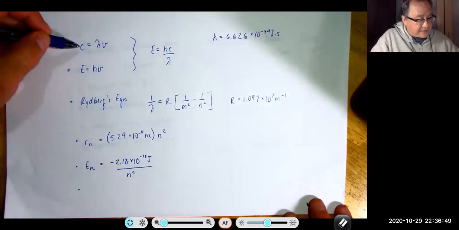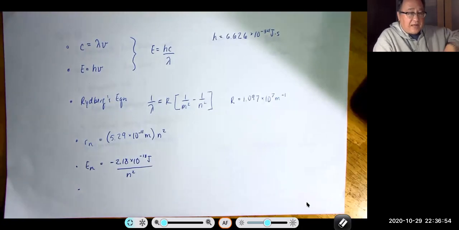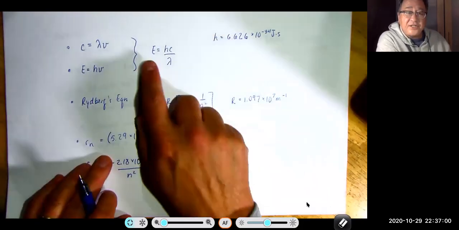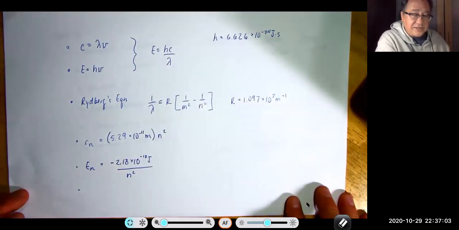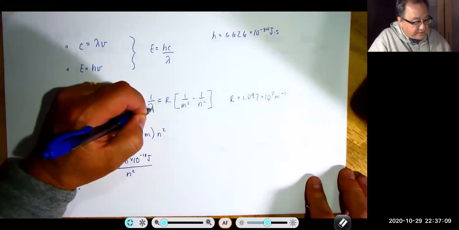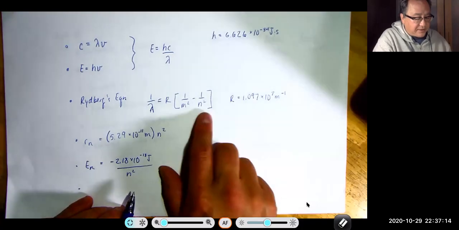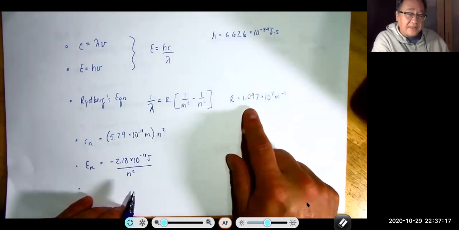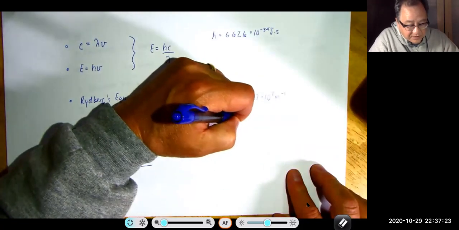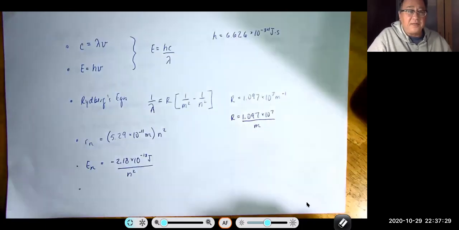So here's the speed of light is equal to lambda nu. Here is that the energy is equal to h nu. And if you combine both of these together, you get that the energy is hc over lambda. And this is Planck's constant here. You got Rydberg's equation, which is not worth memorizing. This is lambda. 1 over lambda is R, 1 over m squared minus 1 over n squared. Don't worry too much about these. And the Rydberg constant is 1.097 times 10 to the 7th inverse meters. I like to write it this way, 1.097 times 10 to the 7 over meter per meter.